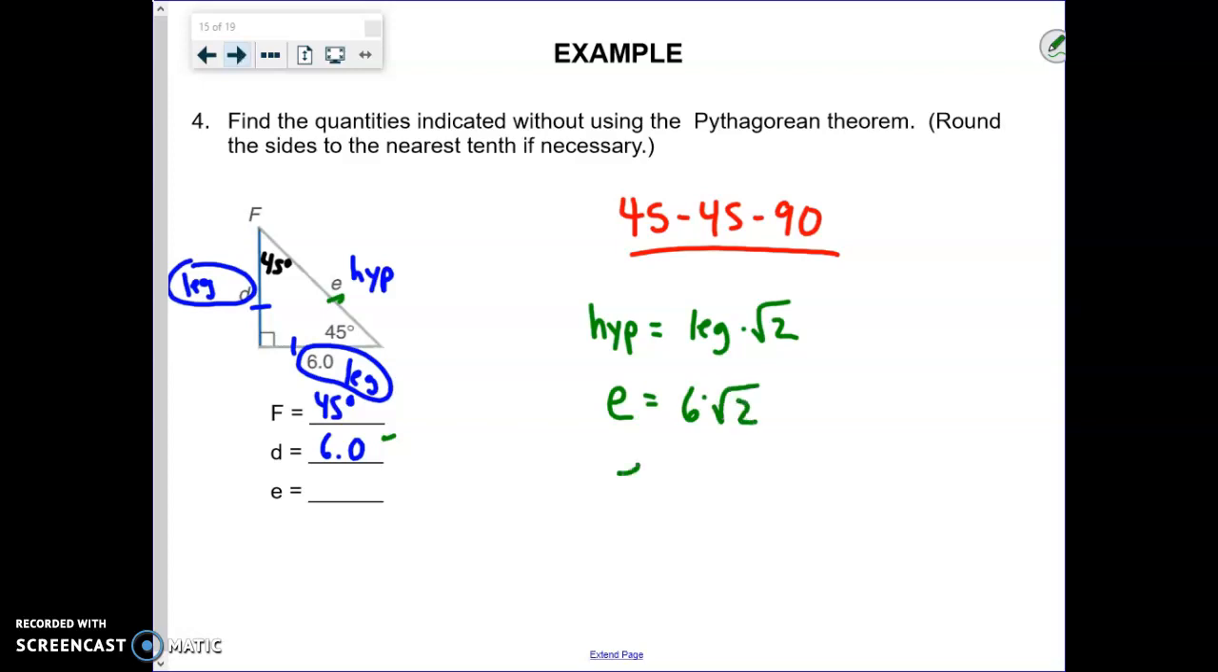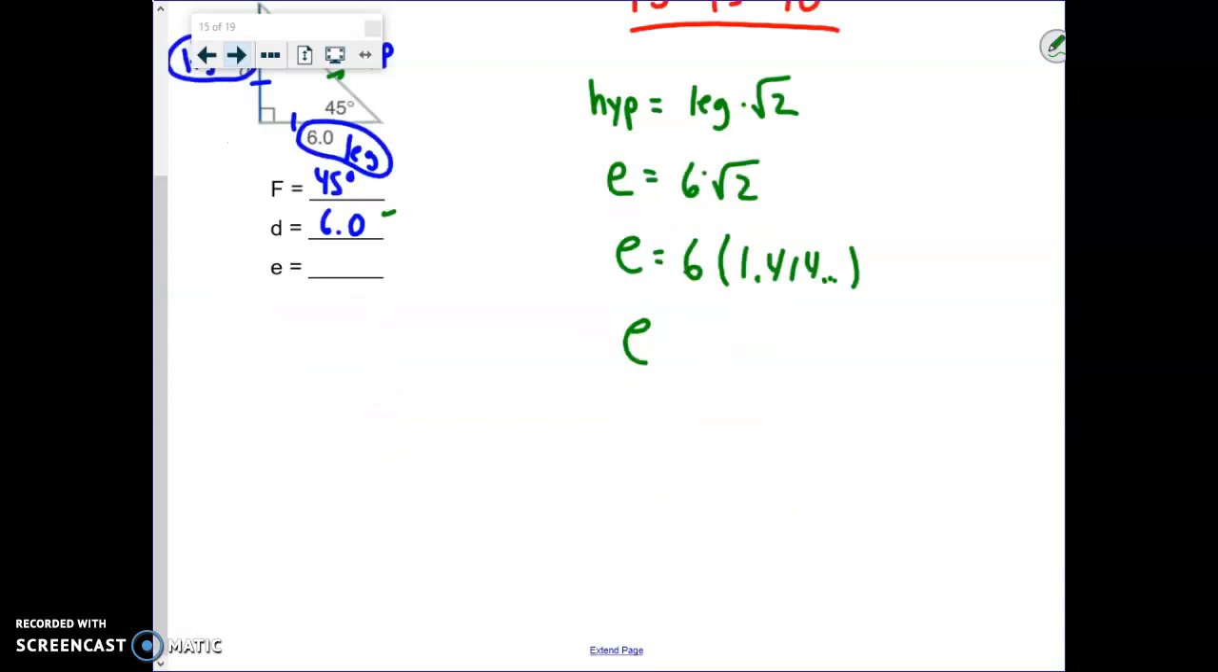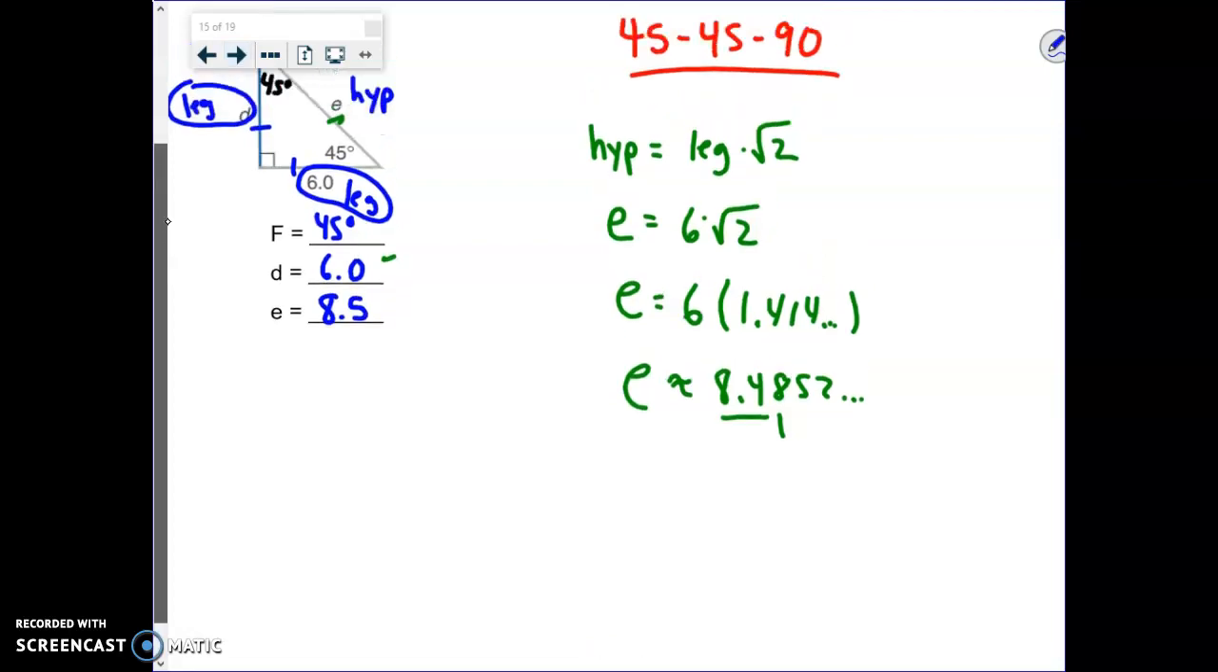Well, again, you can use a decimal for the square root of 2. If you put that into your calculator, it's about 1.414. And then you take that times 6, then that is approximately 8.4852. And then again, we're only rounding to the tenth. So if you do that, ladies and gentlemen, this 8 will round that 4 up to 5, and you get 8.5.